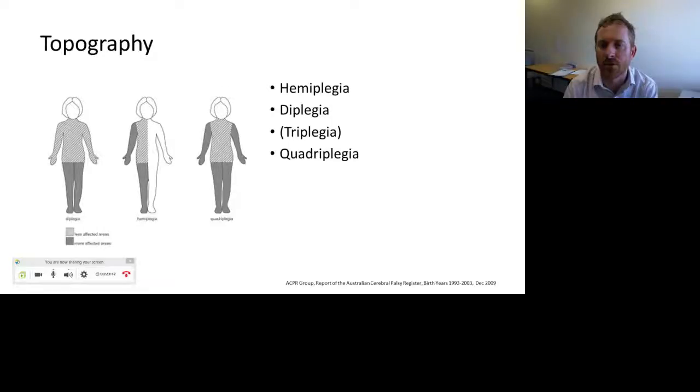So topography, simply expressed as the areas of the body that are most affected. Hemiplegia represents approximately 40% of those young people with cerebral palsy, and the other diplegia and quadriplegia and other phenotypes represent the smaller groups, triplegia being a very small percentage. I should note here that children and young people with diplegia often do have some involvement of their upper limbs.